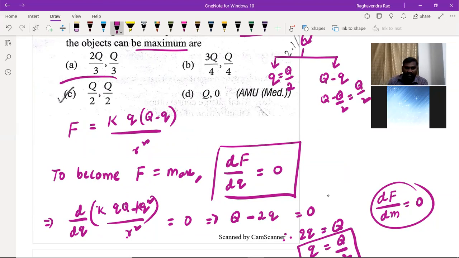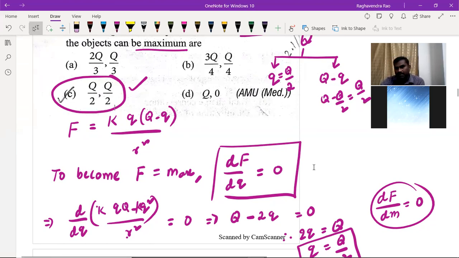Now the charge is divided into two equal parts. If a charge is divided into two equal parts, then the force between the charges will become maximum. Directly we can remember this as a point without going through all these steps: if a charge is divided into two equal parts, then the force between those two charges will become maximum. Okay, right.